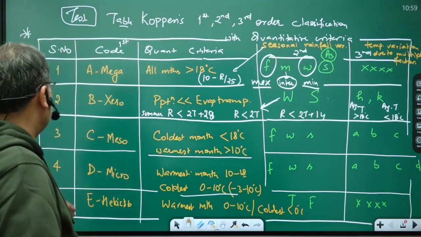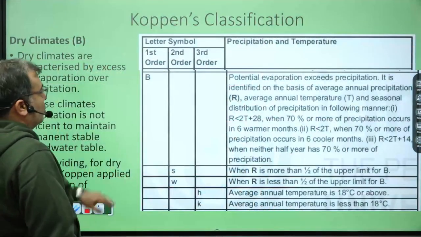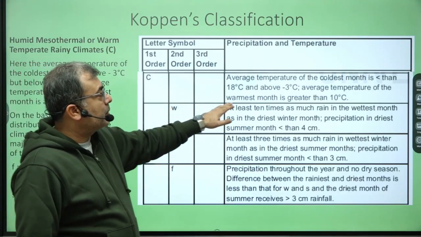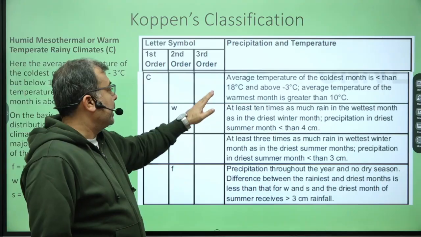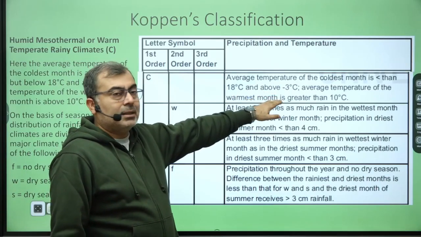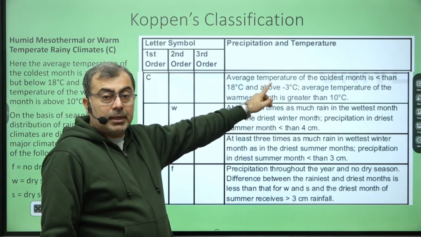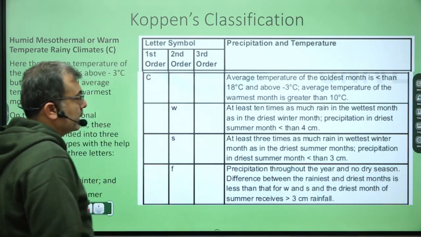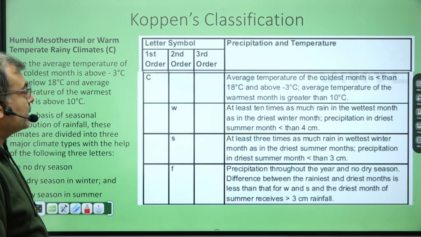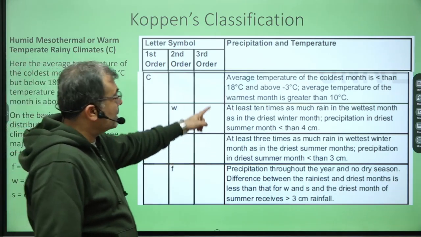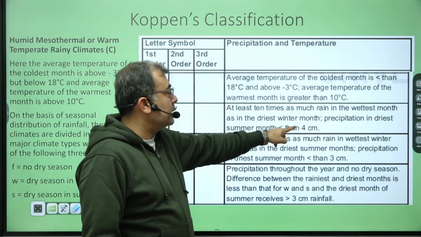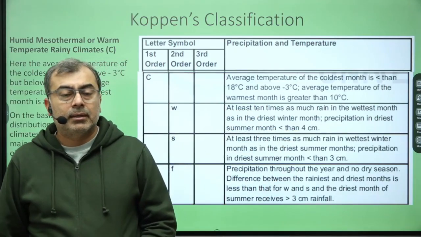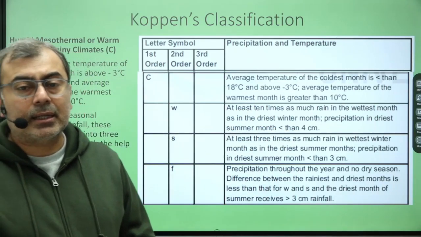No no sir, explain sir, we need a leader who explains everything. Now to blow your minds I have C also. So C is: average temperature of the coldest month is less than 18 and above -3. Okay, we did 18 and 3 there. Average temperature of the warmest month is greater than 10 degrees Celsius. At least 10 times as much rain in the wettest winter month as in the driest summer month. Precipitation in the driest summer month is less than 4 centimeters. Just assume winter is dry, what is the problem?